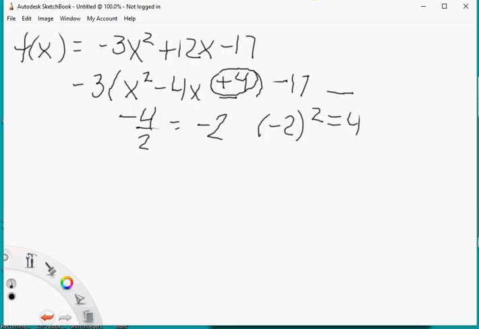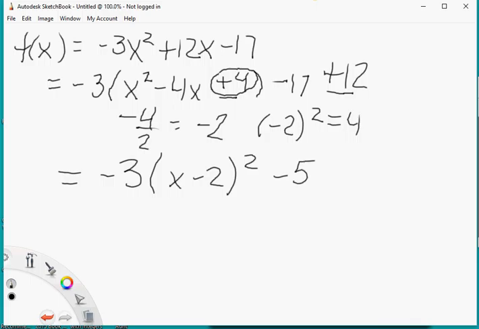And since we're working on one side of the equation, we need to think what will keep the adding of negative 12 in balance. So we need to add 12 to our other side. Okay, so right now we have f of x equals negative 3. We can write what's inside the parentheses as x minus 2, quantity squared, and then we just simplify negative 17 plus 12, getting negative 5.